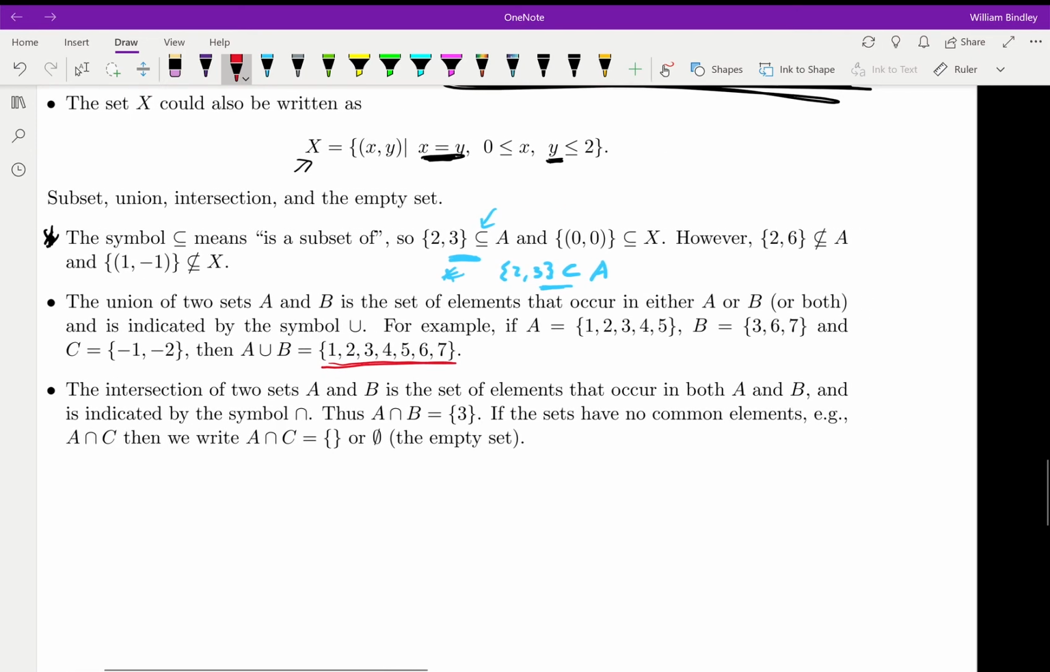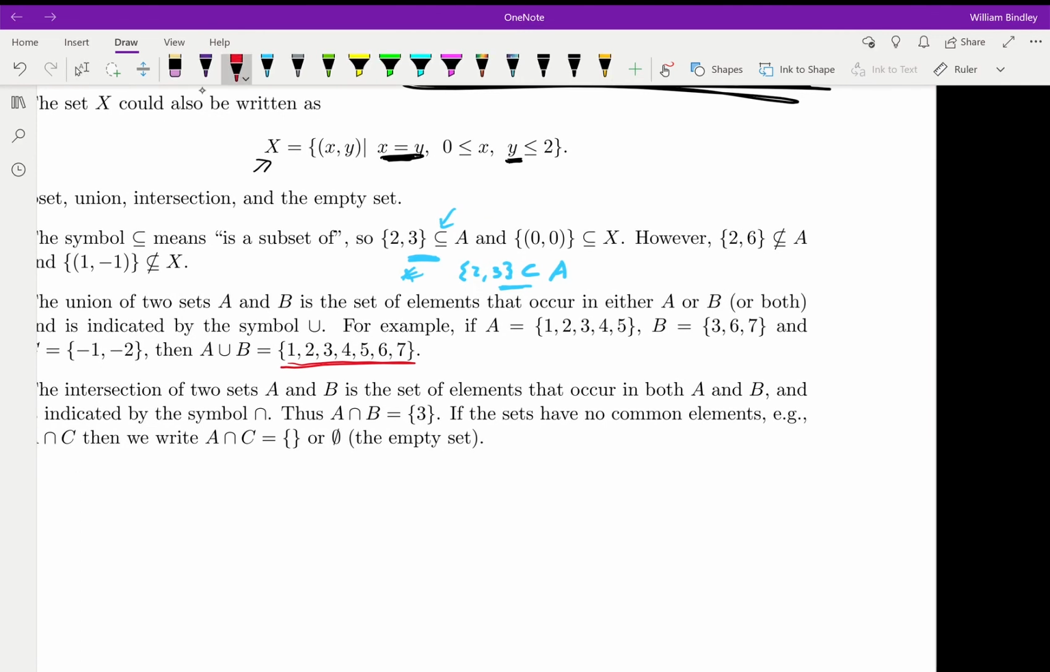Okay, so really this is saying, look at all of the elements in A and put them in a set. Here's A in red and B in green. Look at all of the elements in A and put them in a set: 1, 2, 3, 4, and 5. Now look at all of the elements in B and put them in the set that you're constructing.